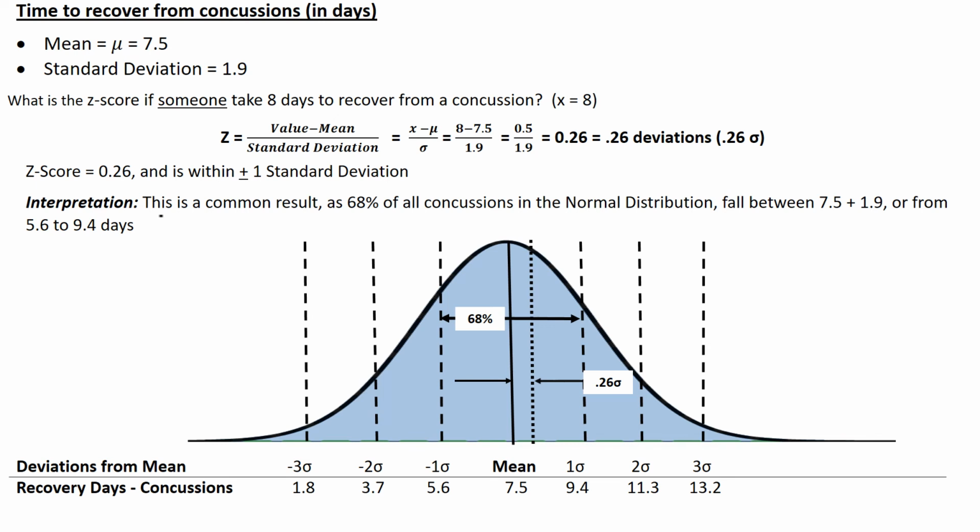So in other words, 99.7% of all concussions, people recover between 1.8 and 13.2 days. 68% of all people with concussions, based on this data, recover between 5.6 and 9.4 days. So our individual here at 8 days falls at 0.26 deviations. He falls within 1 deviation here.